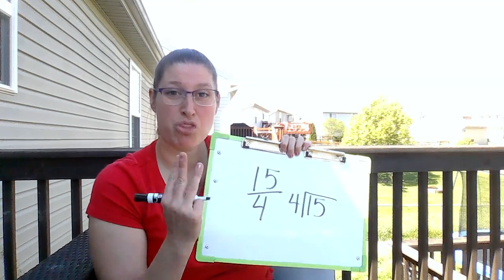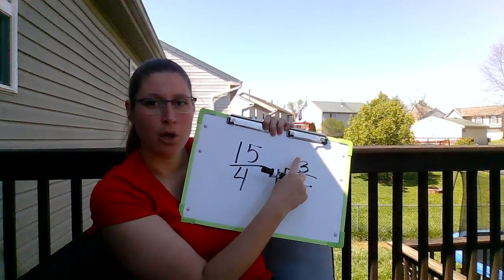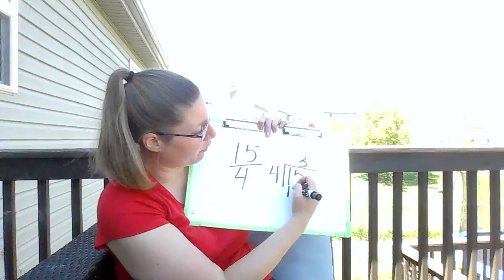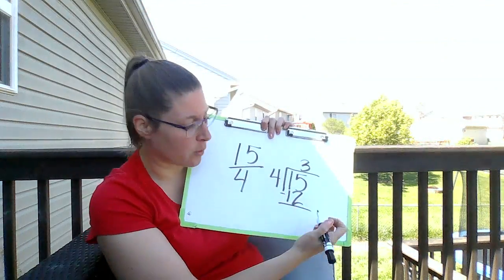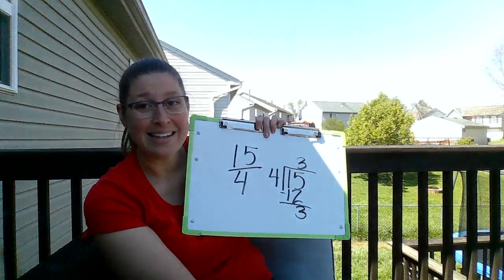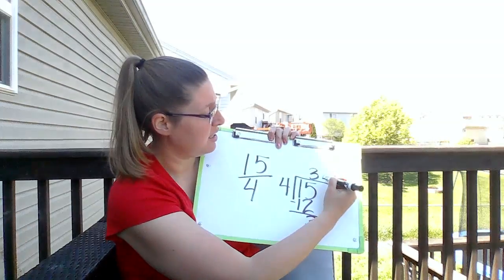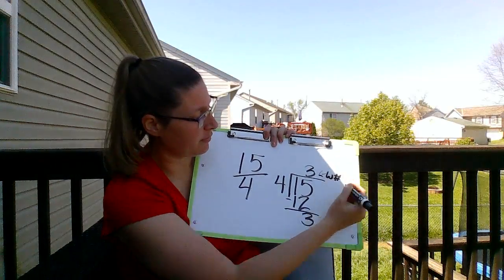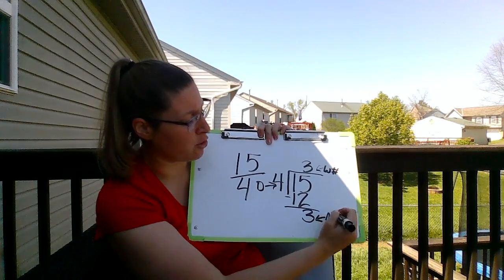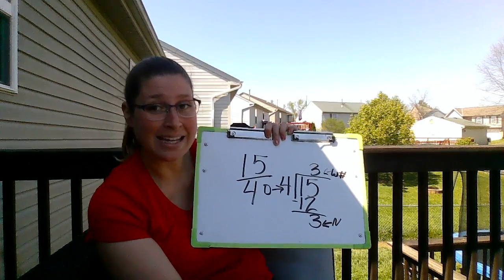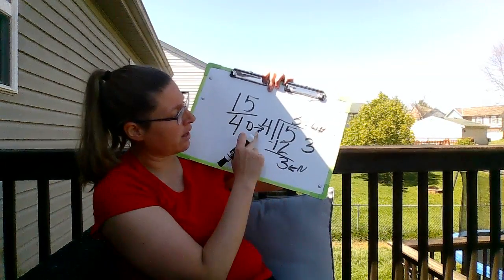And I can take it out 3 times. So I'm going to put 3 as my quotient. 3 times 4 is 12. I'm going to subtract. 15 take away 12 is 3. Now, in here, I have my whole answer. This is my whole number. This is my denominator. And the 3 is my numerator. So then my answer is going to be 3 and 3 over 4.